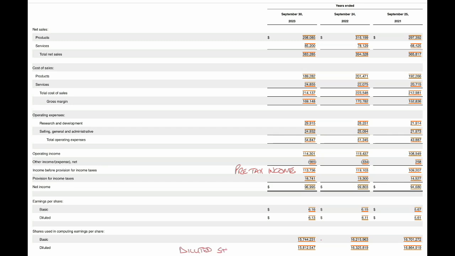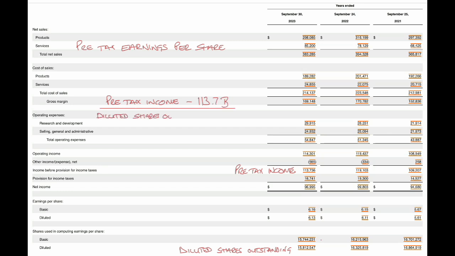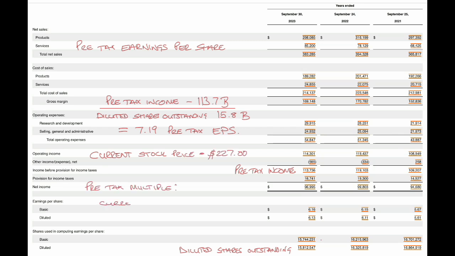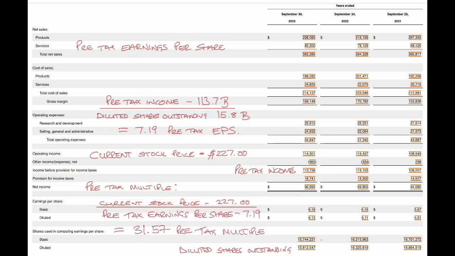To do this, we divide the pre-tax income figure by the diluted shares outstanding, which works out as $7.19 per share of pre-tax income. Next, we take the current stock price, which is $227 per share, and divide that by our pre-tax income per share of $7.19, and we get the pre-tax multiple of 31.57.